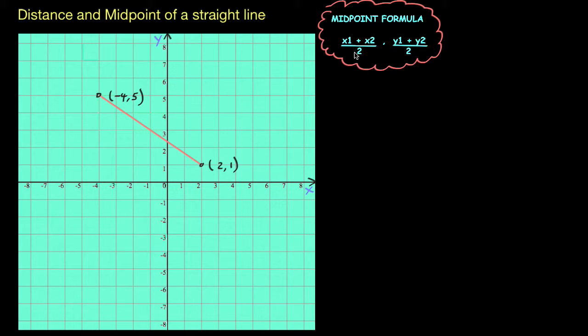The midpoint formula is x1 plus x2 over 2, comma, y1 plus y2 over 2. Now the reason you have a comma is because this formula is going to spit out the coordinates which exist exactly between these 2 points.